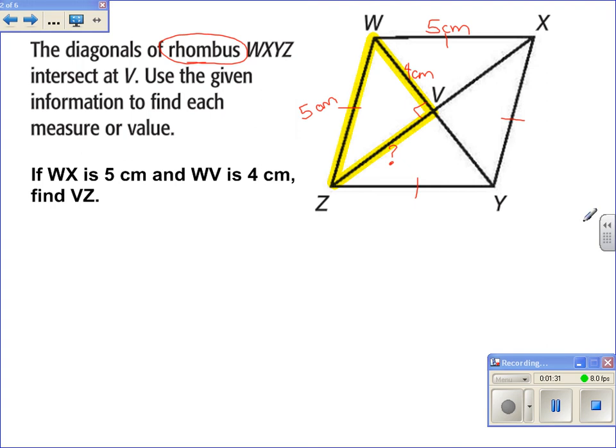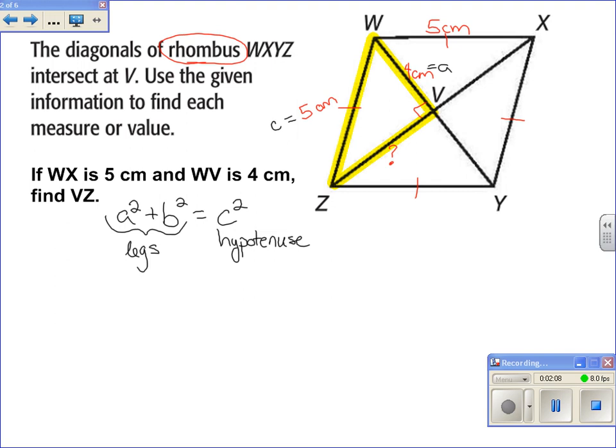The Pythagorean theorem says a squared plus b squared equals c squared, where a and b are the legs of the right triangle, and c is the hypotenuse, or the longest side of that triangle. So right now, we're going to call this 4 centimeters A, and this 5 centimeters is our hypotenuse, which will be C. So I'm going to be looking for B.